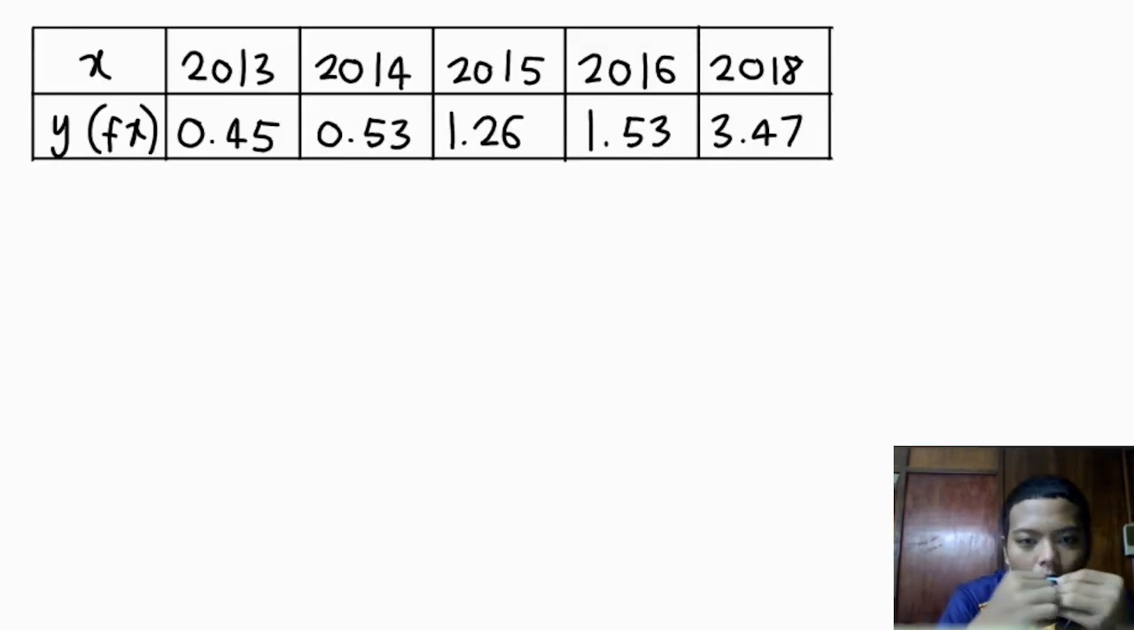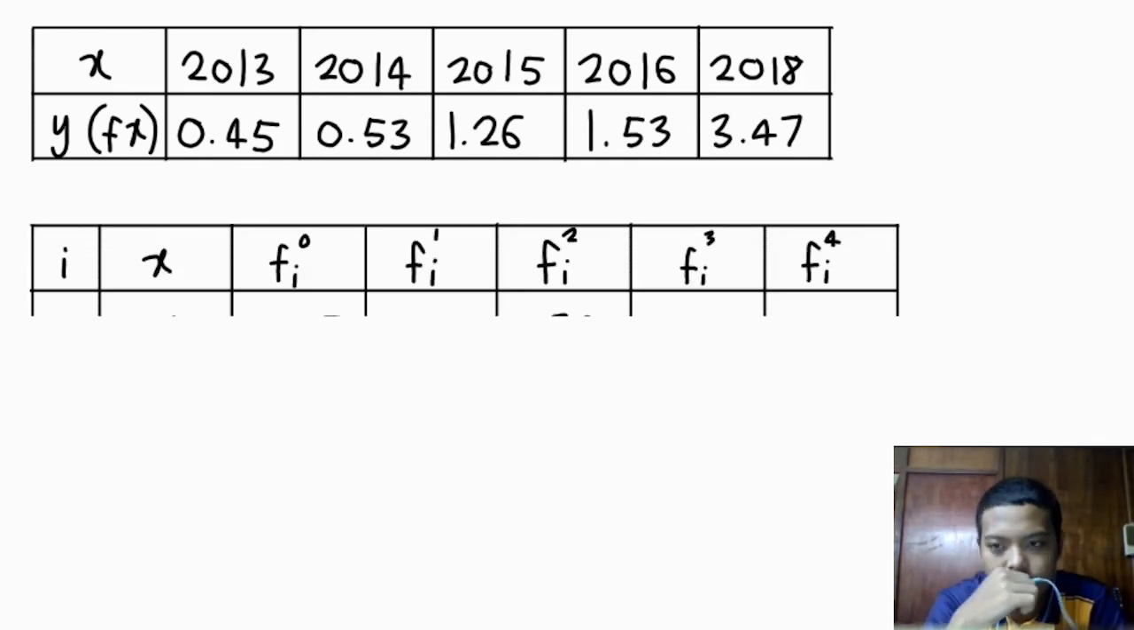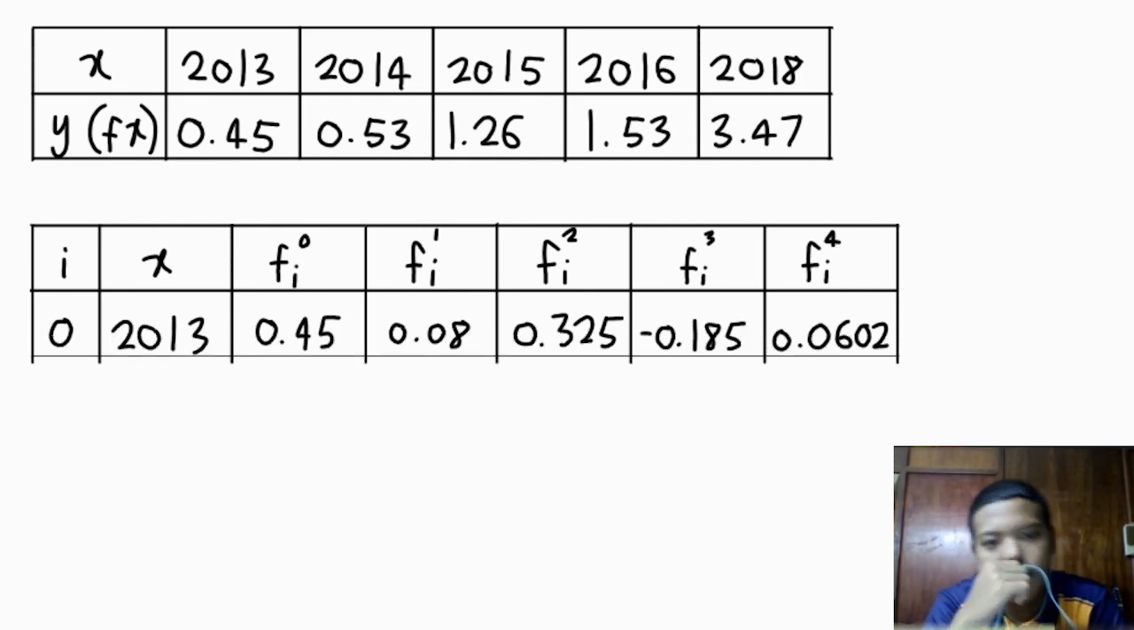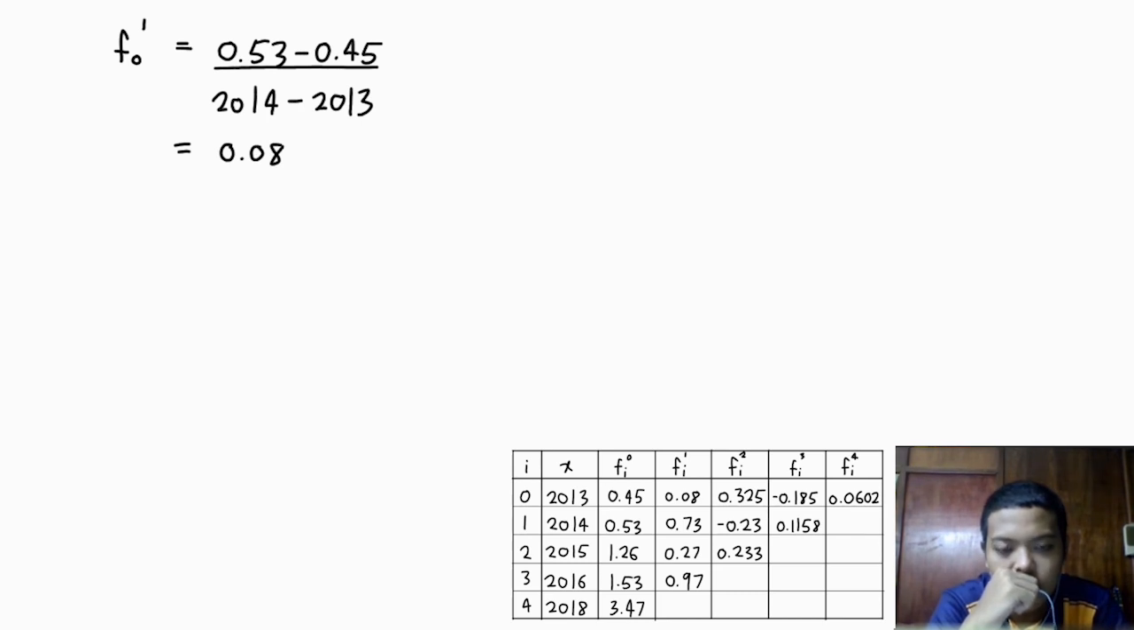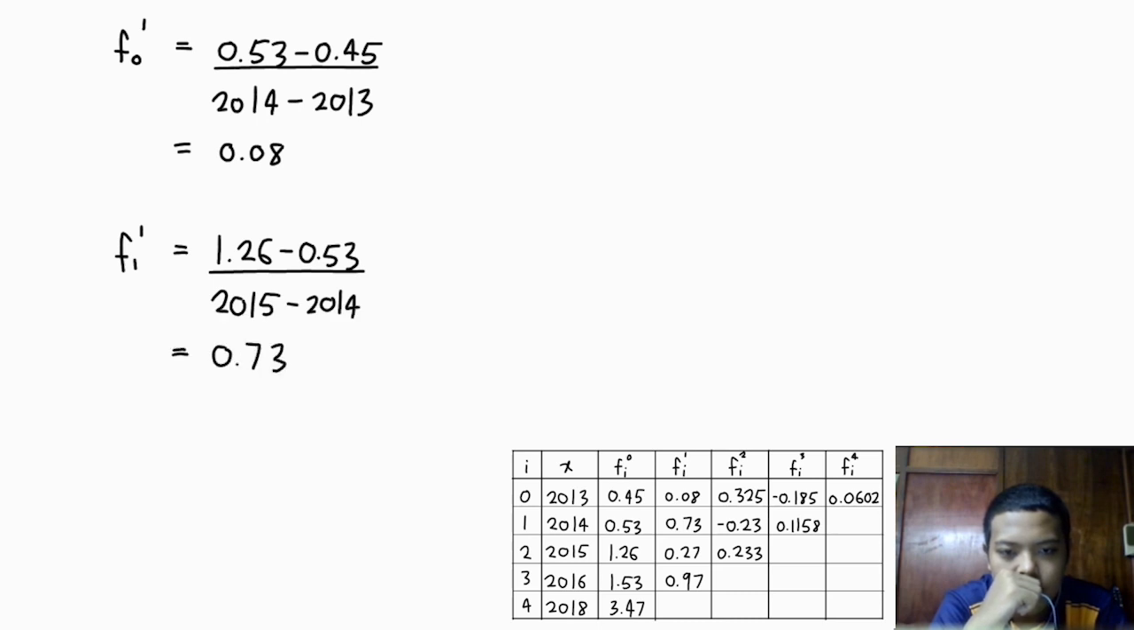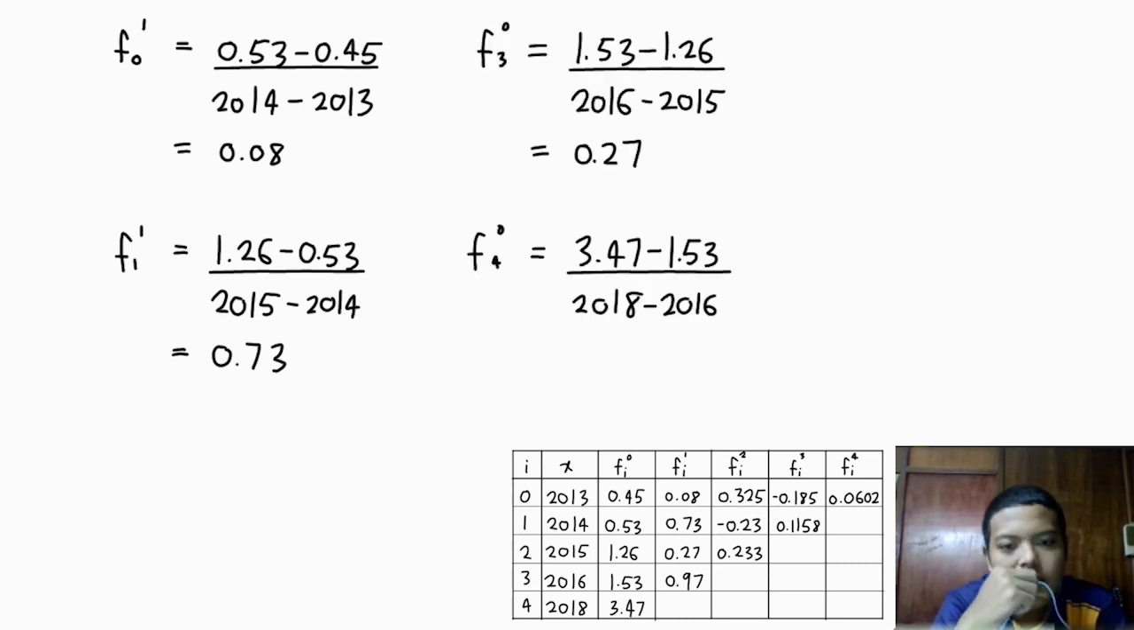Let's go to the calculation. For the first calculation, we must find f naught. For f naught, 0.53 minus 0.45 divided by 2014 minus 2013, and we get 0.08. And next, for 1.26 minus 0.53 divided by 2015 minus 2014, we get 0.73, and so on. We use the same method.